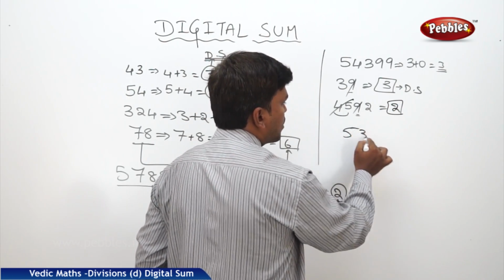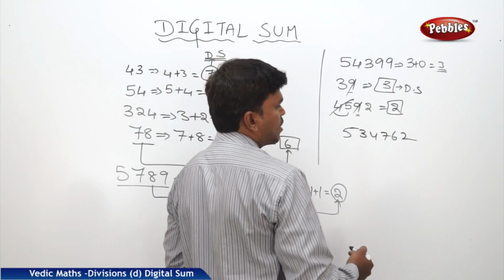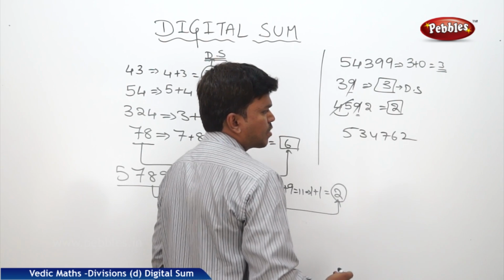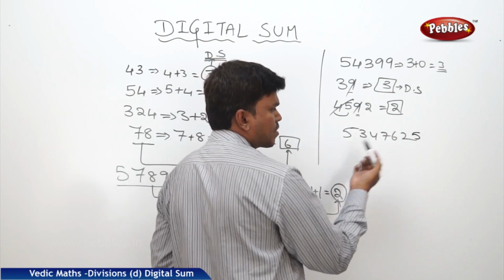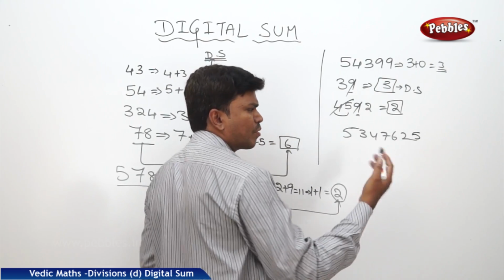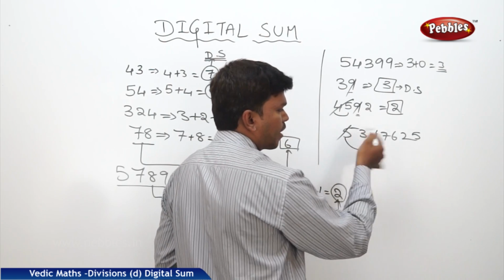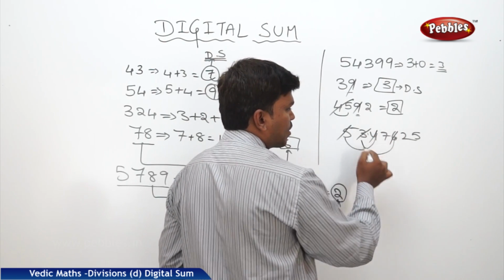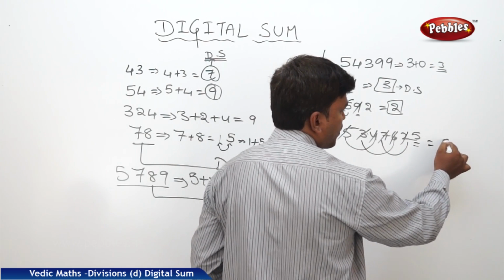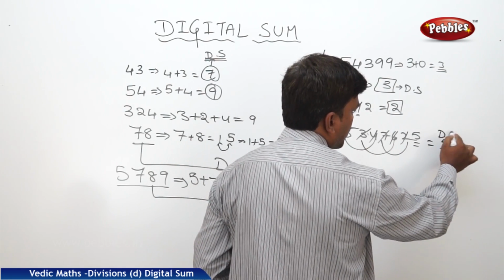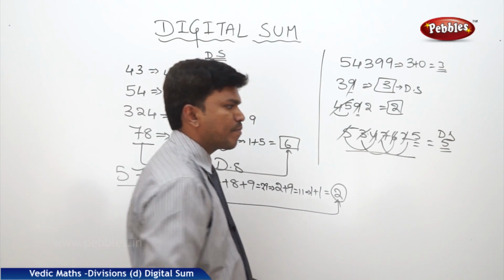Suppose 534762. So I want the digital sum. So simply there are no 9s to ignore, but even though there are the digits which are adding up to 9. 5 plus 4, 9. Ignore. 3 plus 6, 9. Ignore. 7 plus 2, 9. Ignore. So what is finally? 5. So my digital sum is how much? 5. Digital sum of 534762 is 5.